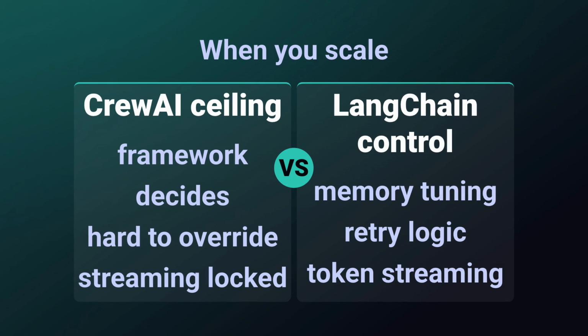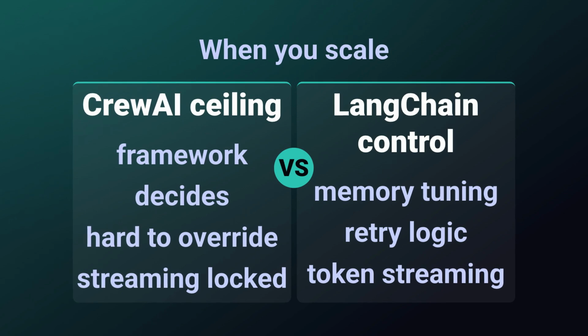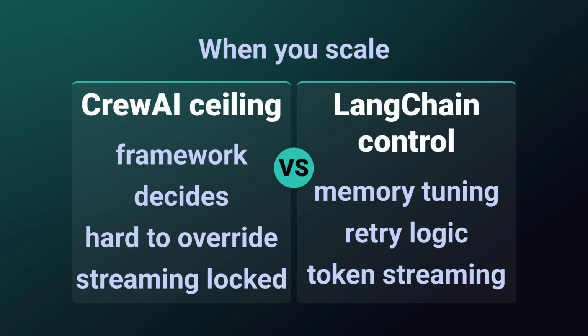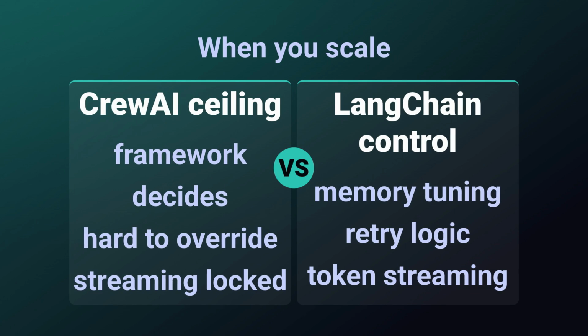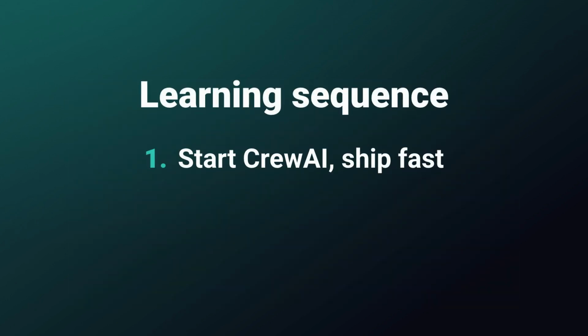So the real answer depends on where you are. If you're a new developer trying to understand what agentic AI even feels like, CrewAI gets you to a working, multi-agent result before your motivation evaporates. That early win teaches you the concepts of roles, tasks, and delegation in a way abstract docs never could. Then, when you hit CrewAI's ceiling, you'll actually understand what LangChain's primitives are for, because you'll have felt the problem they solve. My genuine recommendation is to treat them as a learning sequence, not a rivalry.